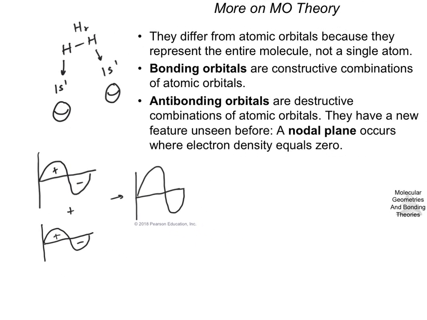So one way that we could take these two 1s orbitals and combine them is constructively. They could be completely in phase. So we could take our 1s and our 1s from our two hydrogens. If we combine them constructively, we're left with essentially a big gigantic orbital where they have combined constructively. Both of these are in phase at this point. The constructive interference of these two is going to produce what we call a bonding orbital.